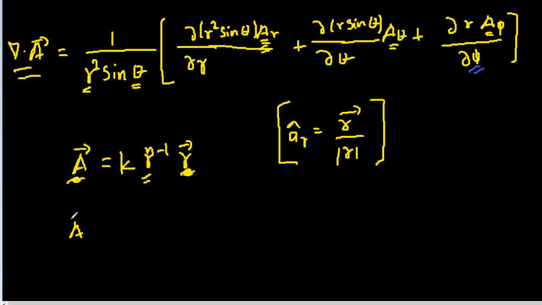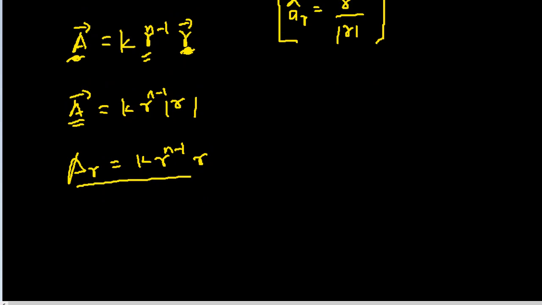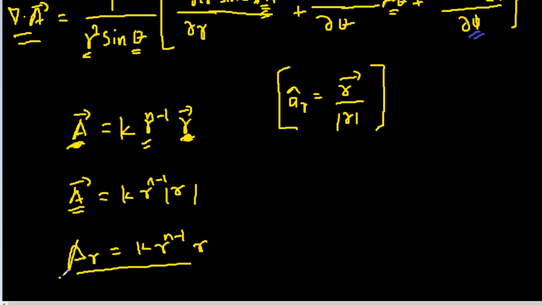Mod r you can directly write as r. So now the equation becomes A_r equals k r^(n-1) r. We can represent this vector with only the radial component, because we have already seen that this vector has only a radial component and nothing else. So we can represent it as k r^(n-1) r. This is the radial component of this equation. See, this is the given vector, and this one comes from the radial component of the given vector. Understand?